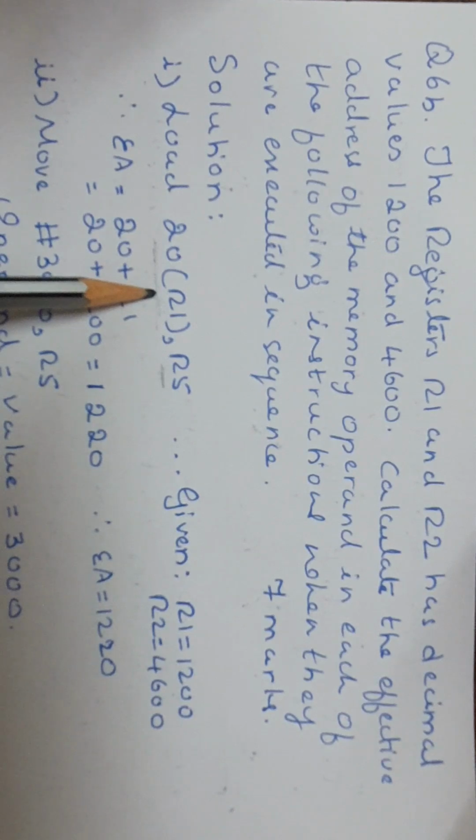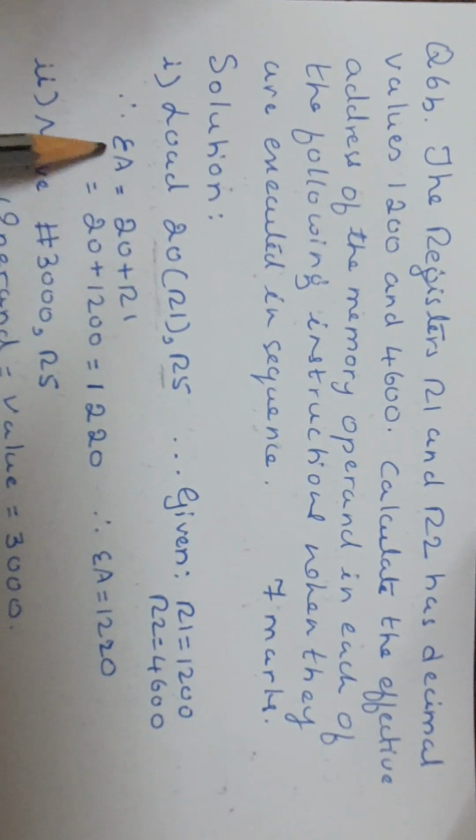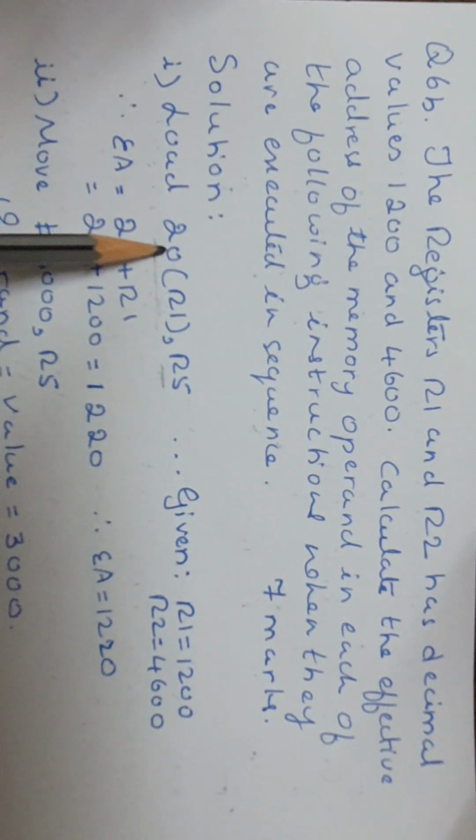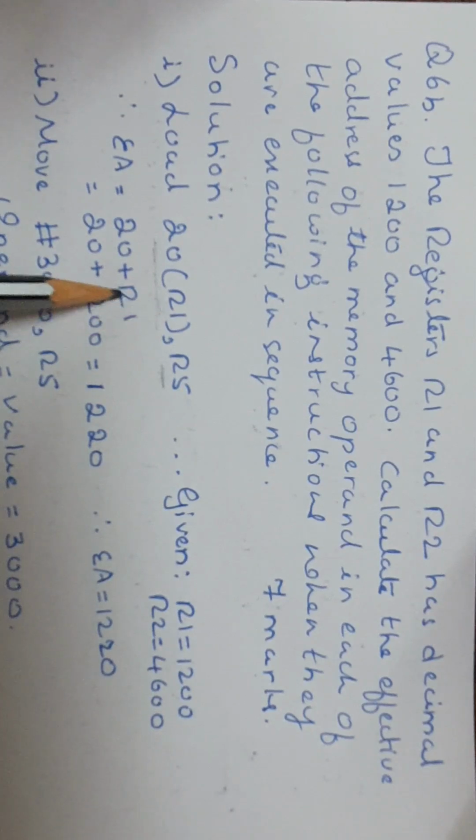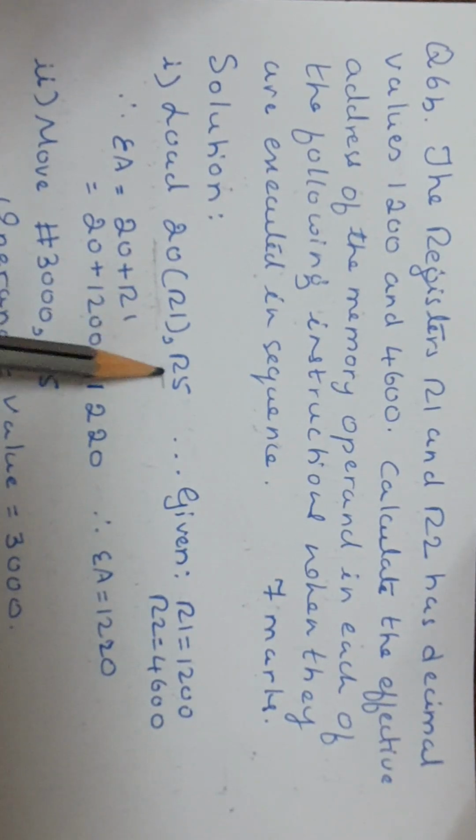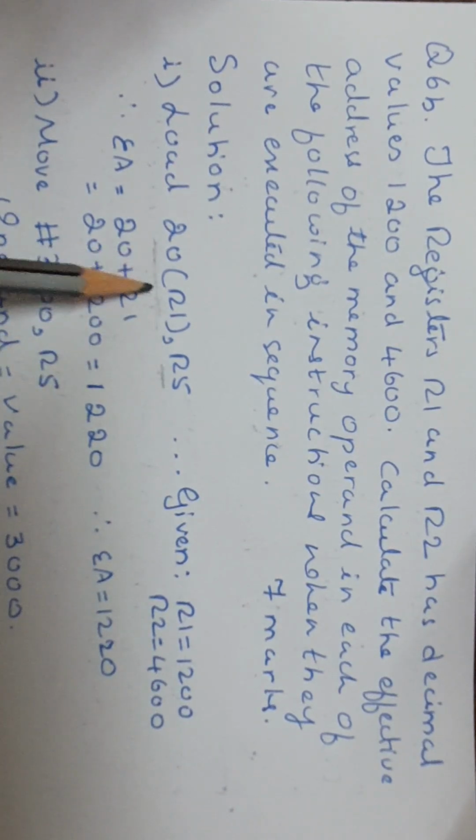That is effective address. So effective address is equal to this 20 plus R1. R1 given is 1200. So 20 plus 1200 equal to 1220. Hence effective address is 1220. Means from which memory location the operand is copied to R5. That is effective address and that is here 1220.